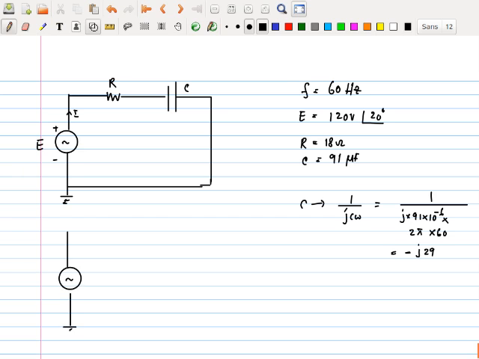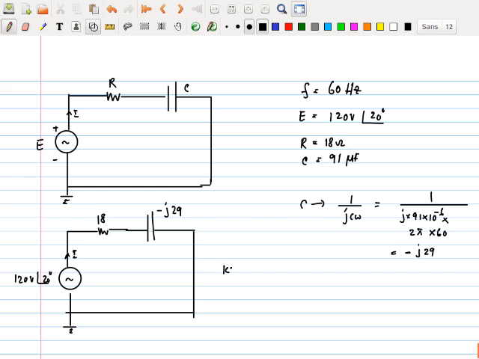So what is the AC equivalent for this? 120 volts with an angle of 20 degrees. That is I. This is R, so it can be 18 ohms. Sorry, we just write 18. That's the AC equivalent of the resistor. And here I write minus J29 and I have my circuit.